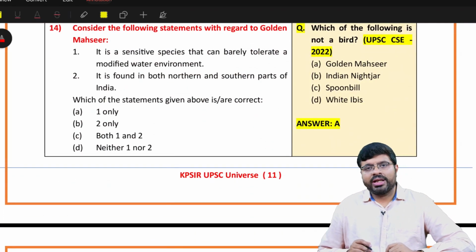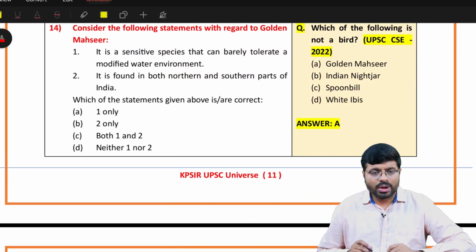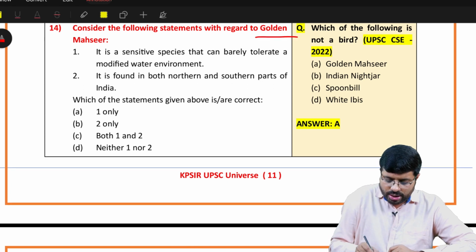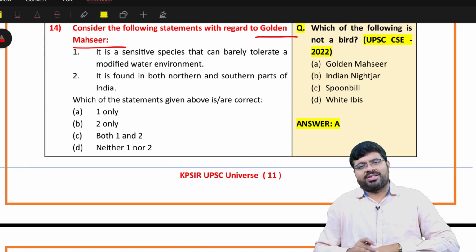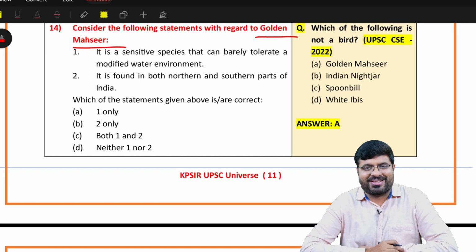Then question number 14, golden mahasir. Consider the following statements about golden mahasir. First of all, you should know what this golden mahasir is. Golden mahasir is a fish. It is called the tiger of the rivers.